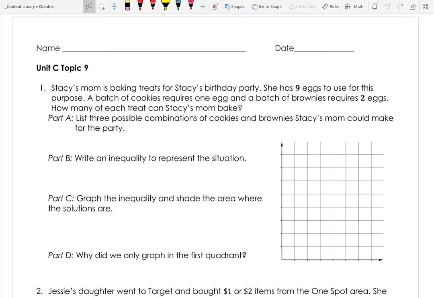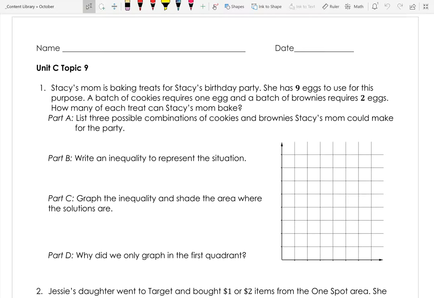So let's get right into this first problem. All right, Stacy's mom is baking treats for Stacy's birthday party. She has 9 eggs to use for this purpose. A batch of cookies requires 1 egg and a batch of brownies requires 2 eggs. How many of each treat can Stacy's mom bake?